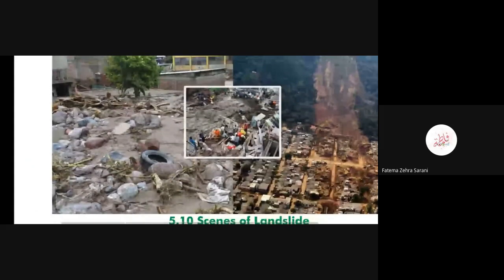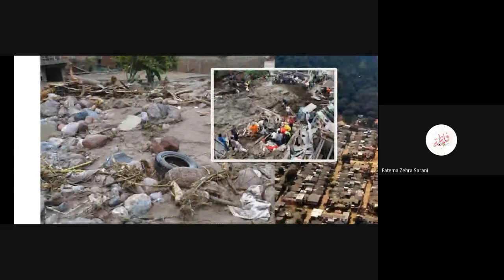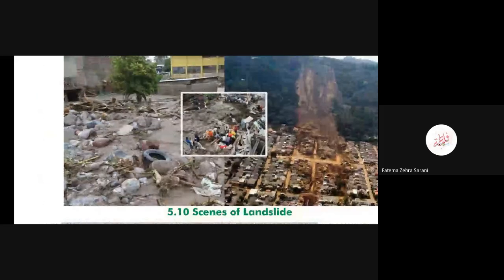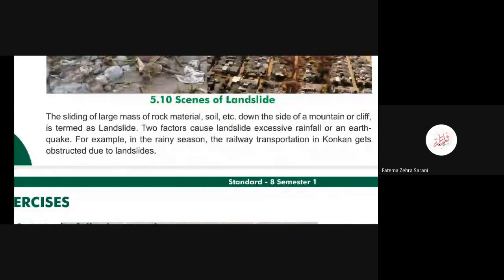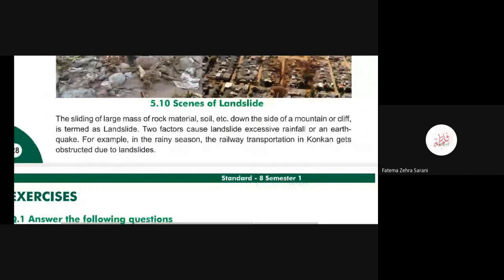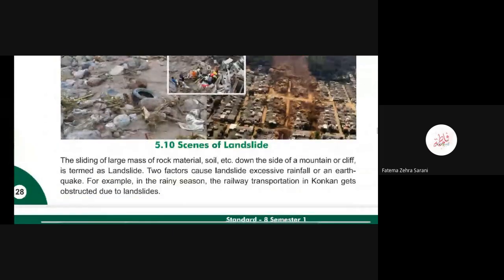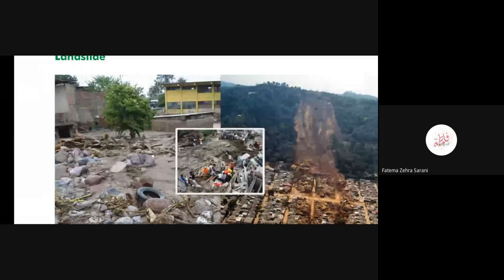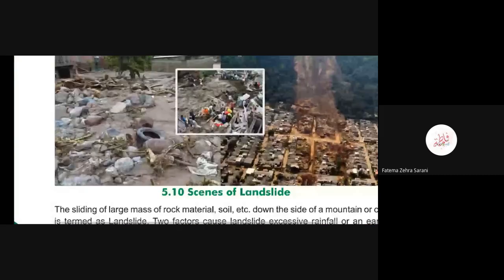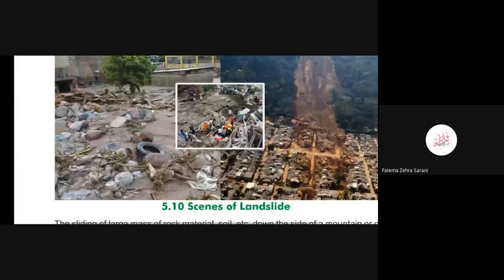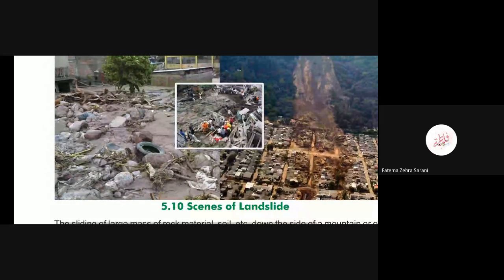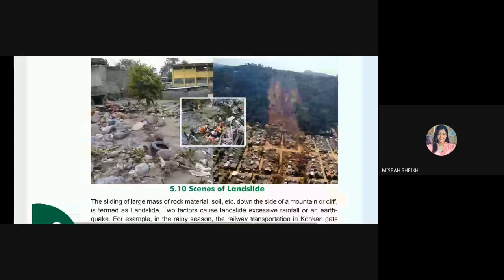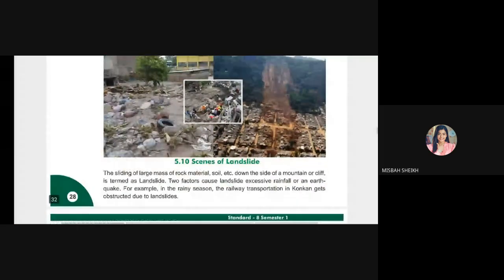See over here, some of the houses are destroyed. This way the rocks are coming down. So this is known as landslide. For example, in the rainy season, the railway transportation in Konkan gets obstructed due to landslides. You can see the Konkan Railway, and you can see the destruction. So this is landslide. Got it? Clear? Any doubt?